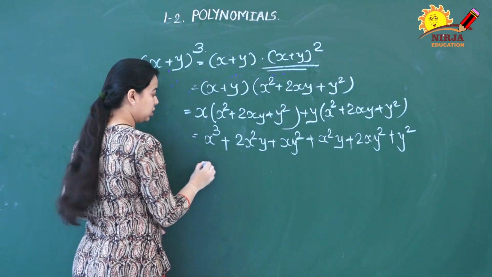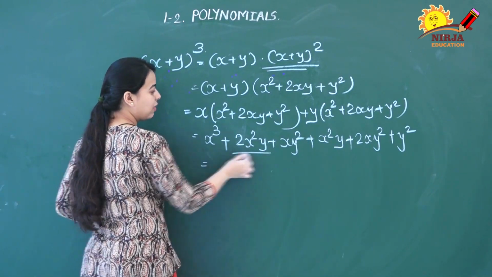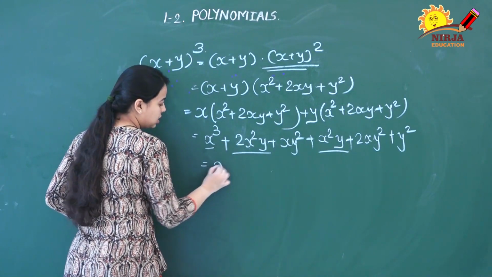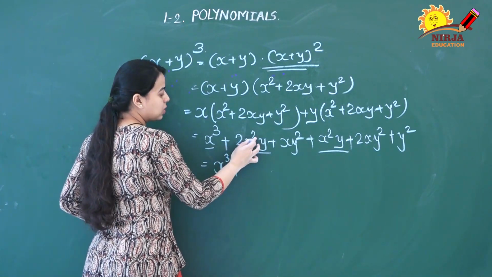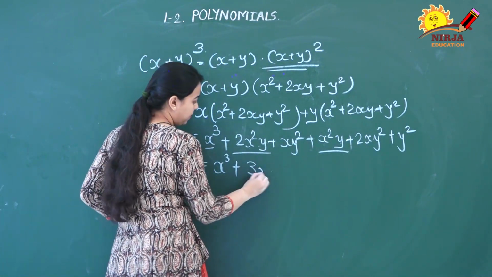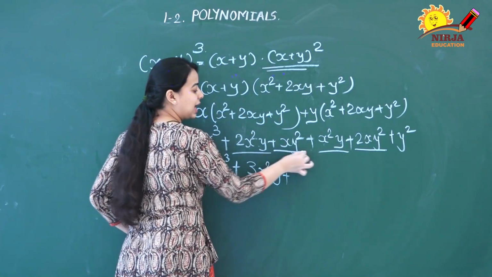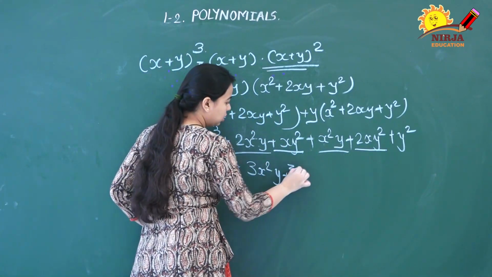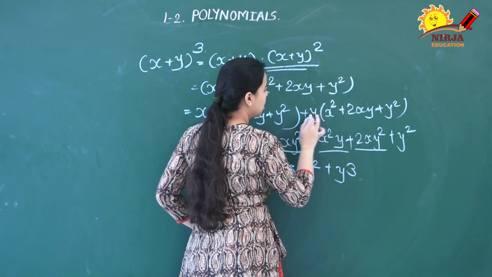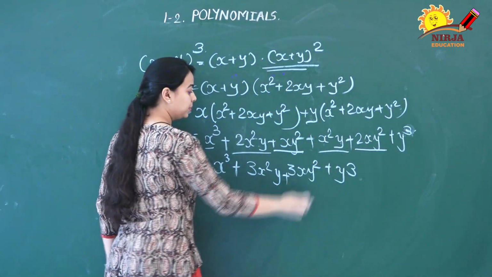Now let's solve it further. As you can see, 2x²y plus x²y will become 3x²y. I will put this x³ as it is. Here 2xy² plus xy² is equal to 3xy², and here y multiplied by y² is equal to y³.